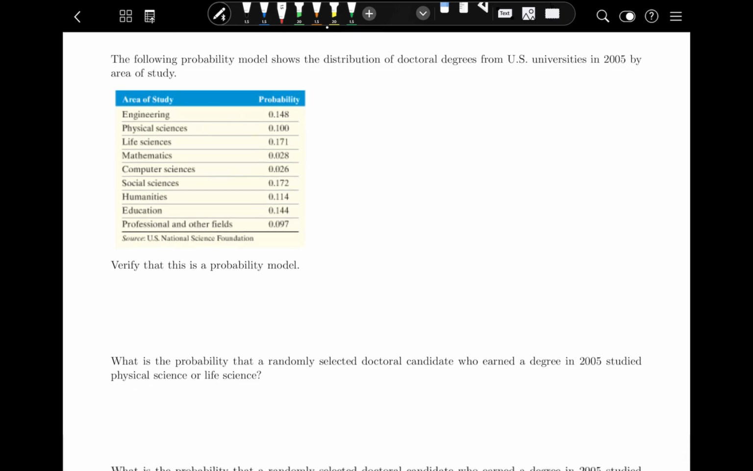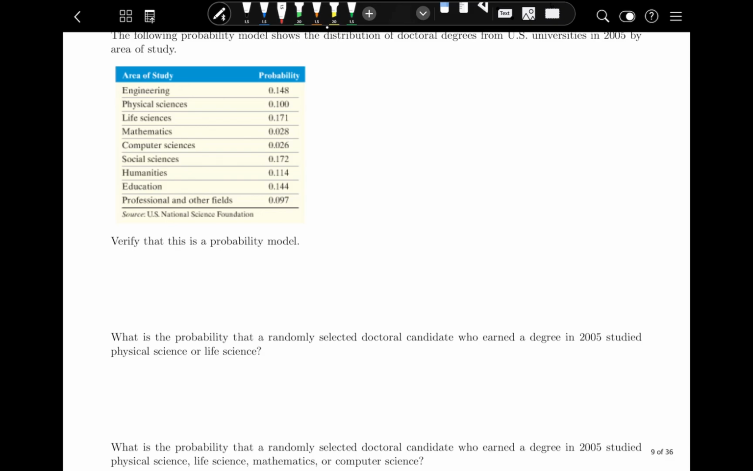Okay. So now that you guys have tried, let's go through the answers here. You should have first shown that this was a probability model. So was every probability greater than or equal to 0 and less than or equal to 1? Yes, so that works. And if you add these all up, do you get approximately 1? Yes. So that is a probability model.